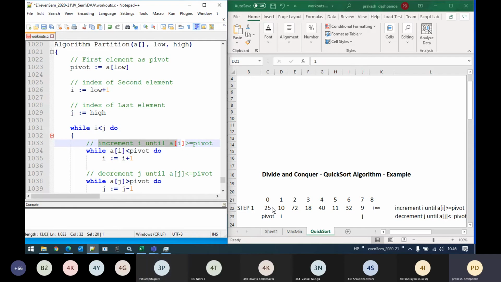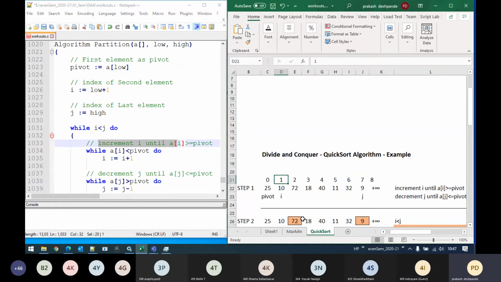If it is yes, what has to be done? i has to be incremented. Now i will get incremented to the next position. Now i will be pointing to the 72. Now at position 2, the element is 72. Is 72 less than pivot? No, sir. No means we have to stop here itself. So we have to stop at index 2 here. Now i has moved on to this particular position.